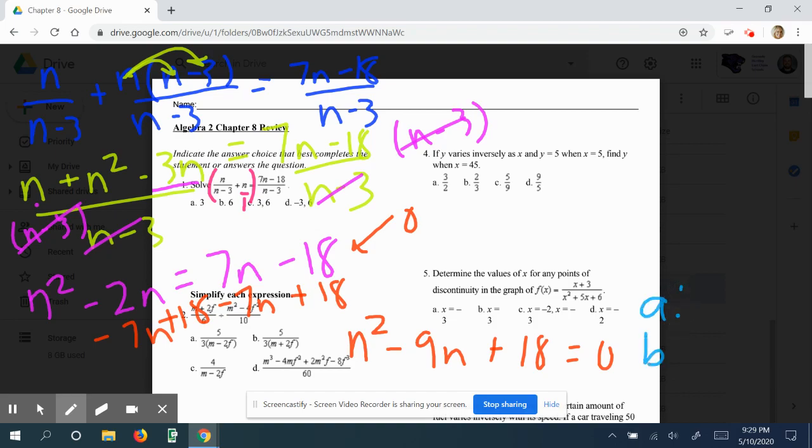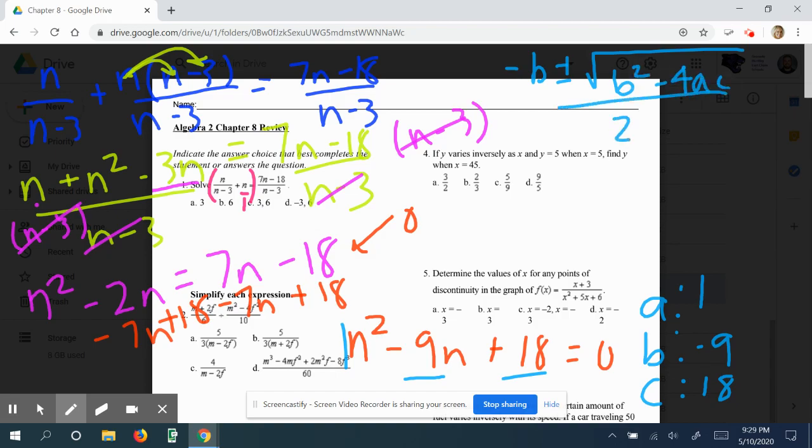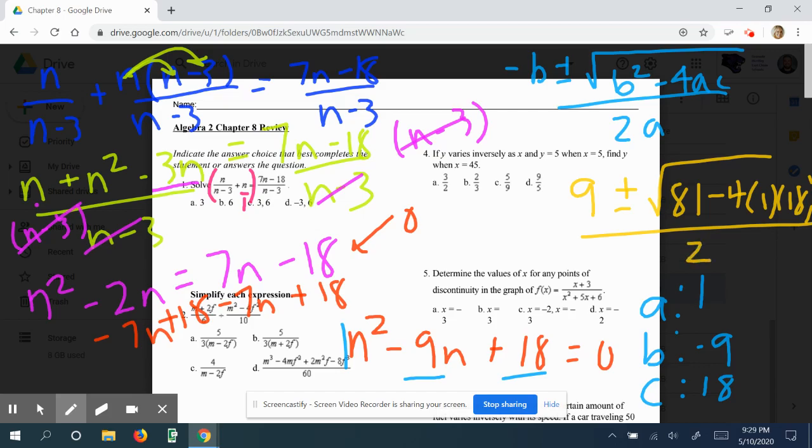Remember quadratic formula, I need to know what a, b, and c are, right? So a in our case is going to be 1, b is going to be negative 9, and c is going to be positive 18. And the quadratic formula is negative b plus or minus the square root of b squared minus 4ac all over 2a. And I just substitute my values of a, b, and c in. So negative b is just going to be 9 plus or minus the square root of 81 minus 4 times 1 times 18, all over 2 times 1, which is 2.